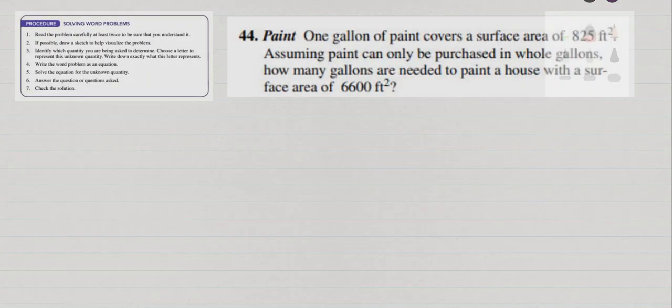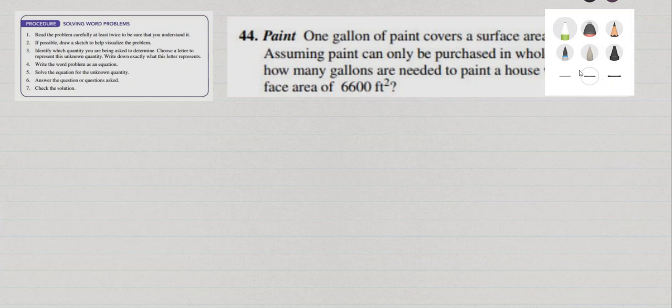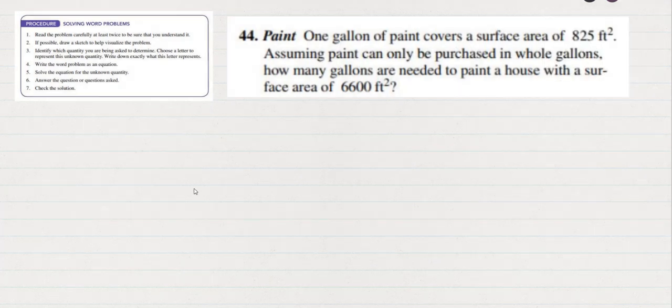Let's just jump right in to an example here. A gallon of paint covers a surface area of 825 square feet. Assuming paint can be purchased in gallons, how many gallons are needed to paint a house with a surface area of 6,600 square feet? Well, the first step, I've read the problem, and you might read it a couple times just to make sure I understand what is going on here in this problem. And part of rereading this problem is I'm going to call out what is the question. How many gallons are needed is the question.